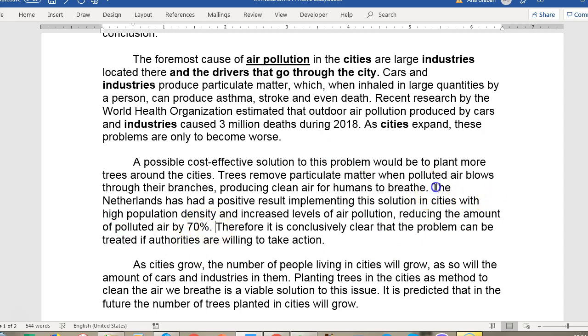Great sentence structure, great argument, great example, great use of vocabulary. I don't want to stop. So therefore, it is conclusively clear that the problem can be treated.